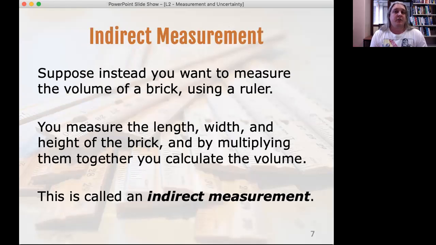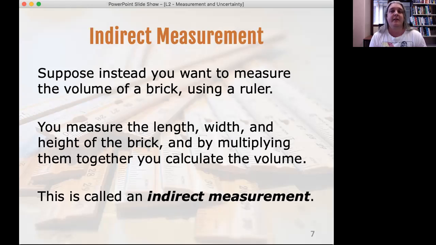However, sometimes you want to know something that you don't have a tool for. So you might want to measure the volume of a brick, and all you've got is a ruler. So you measure the length, the width, and the height of the brick, and by multiplying them all together, that's how you get a volume of a rectangular prism. I hope you're all familiar with that concept. Look up volumes if you're not sure. Volume of a rectangular prism is just length times width times height, and that tells us the volume of the brick that we have measured.